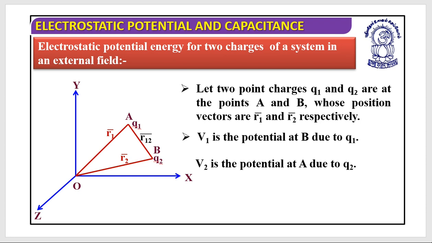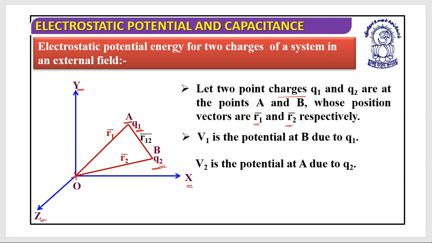This is the Cartesian system having x, y and z axes. This point O is considered as the origin, and we have two point charges q1 and q2 at points A and B. When we want to consider a position vector, we always choose an origin, and the distance from the origin to a particular position can be represented with the help of a position vector. So r1 and r2 are the position vectors for the charges q1 and q2.